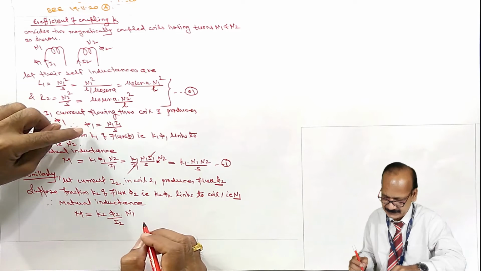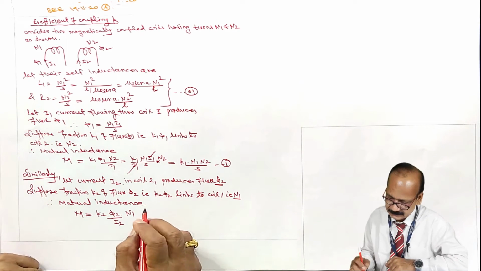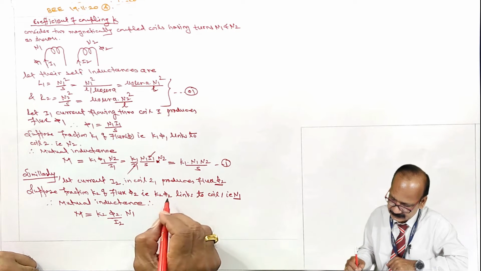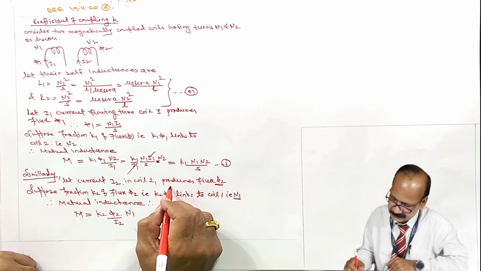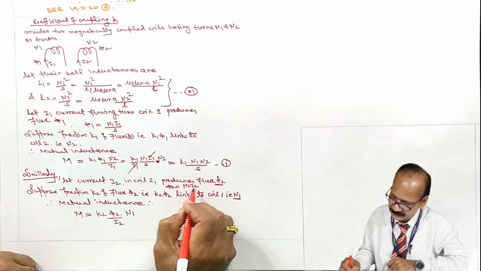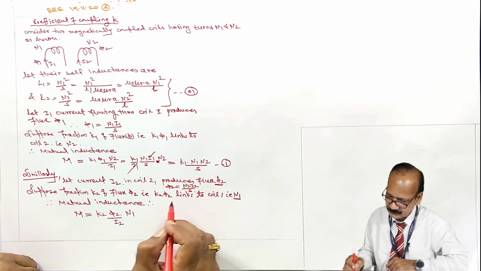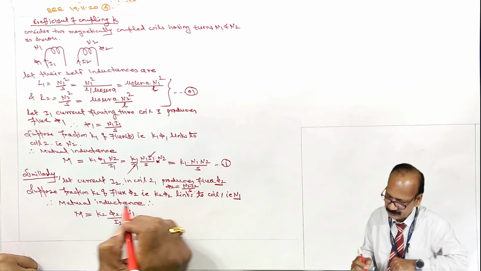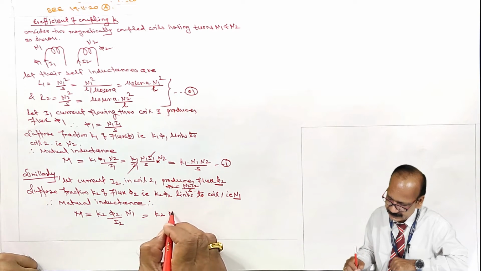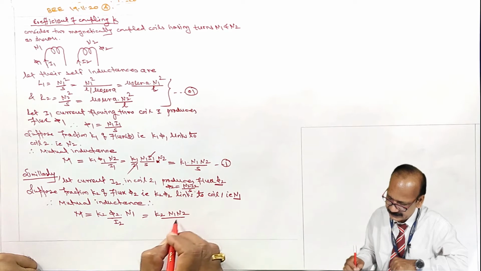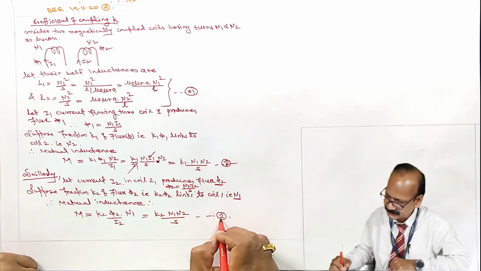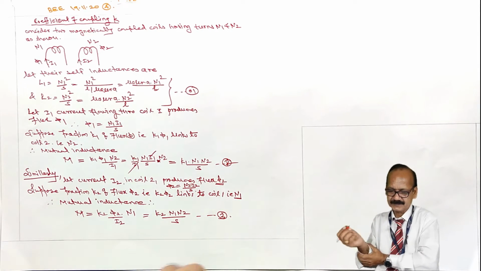Now here phi 2 equal to N2 I2 upon S. Now put the value of phi 2 upon I2. So here it is M equal to K2 N1 N2 upon S. This is equation 2, this is equation 3.